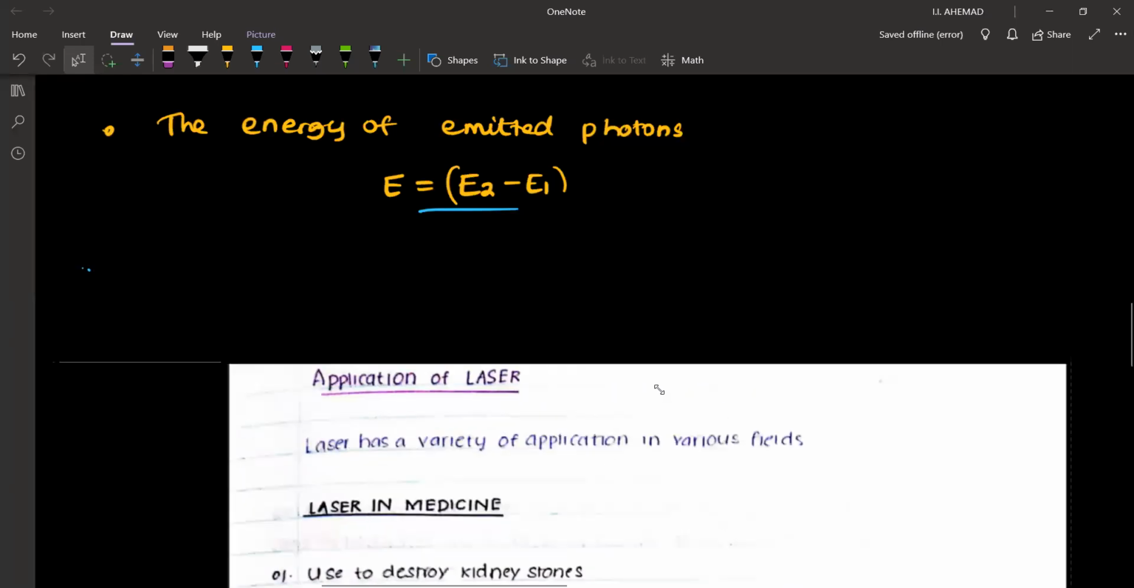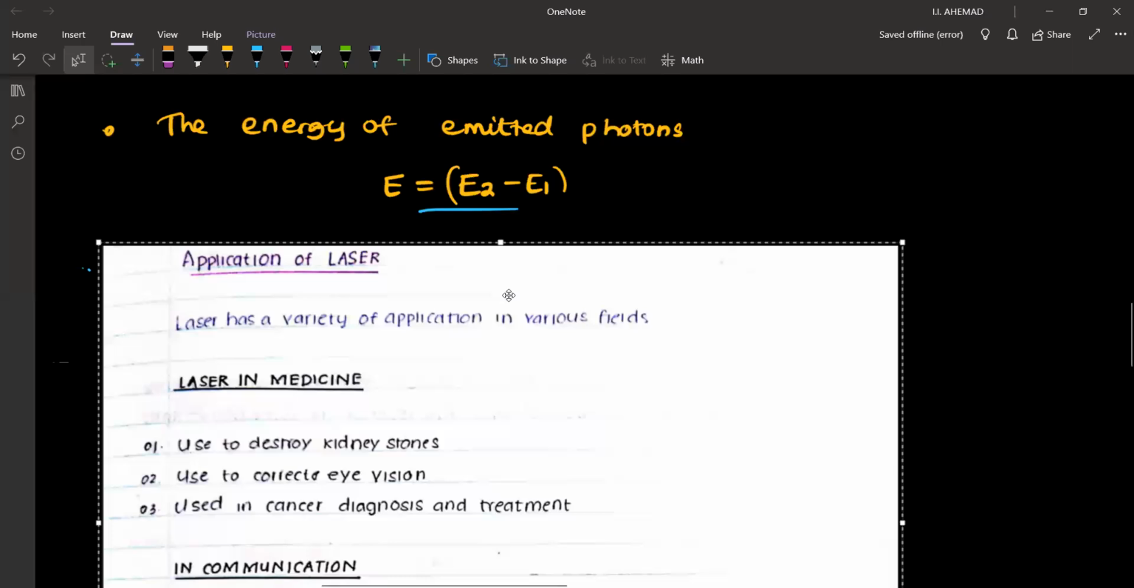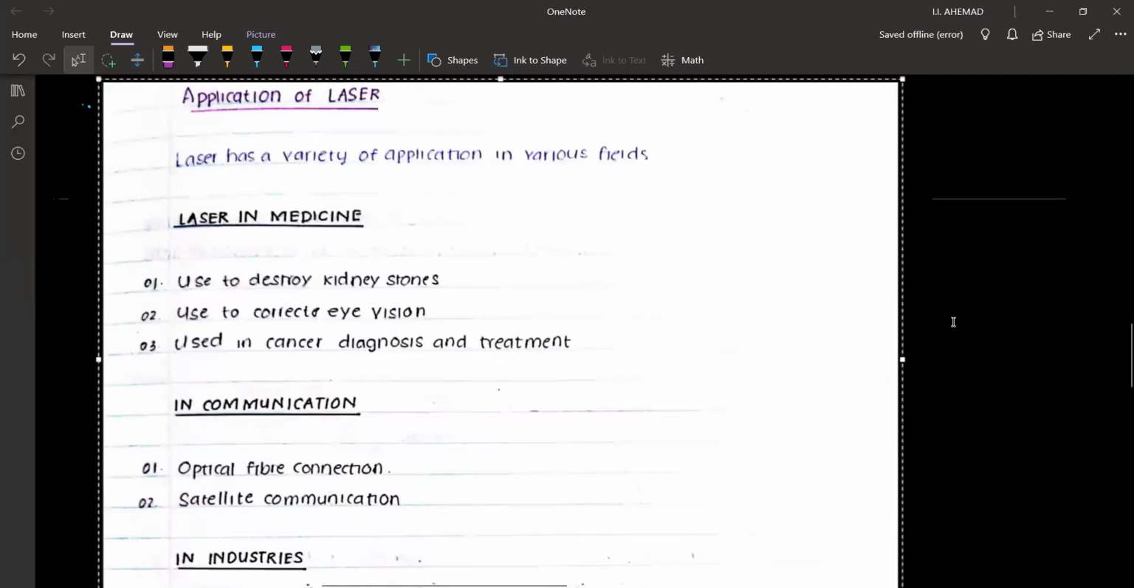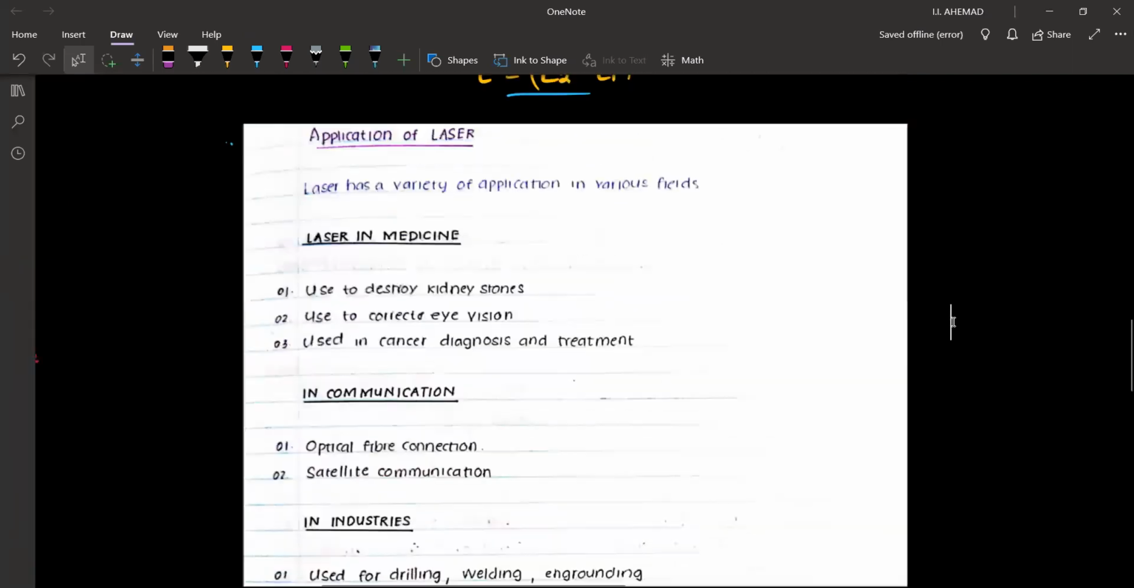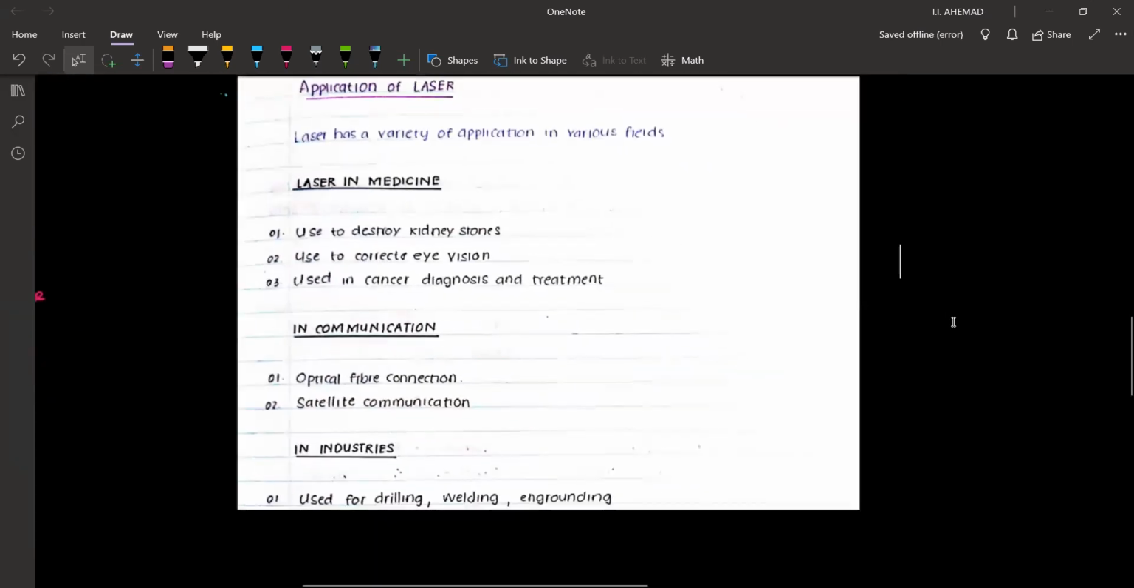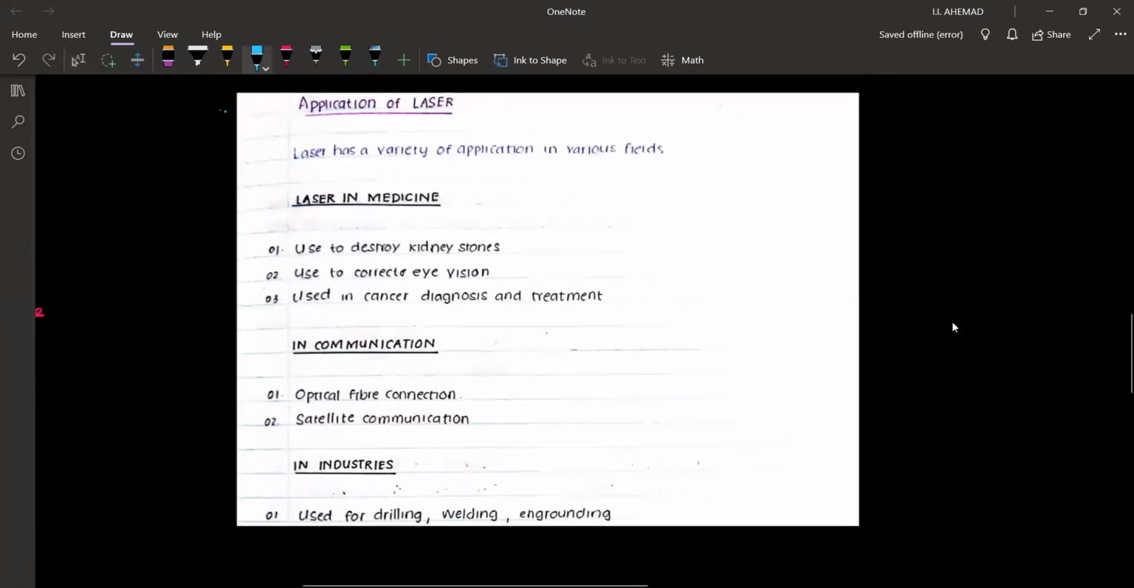Write down the applications of laser. We are using lasers in various fields. In medicine, we use them to destroy kidney stones, correct eye vision, and for cancer diagnosis and treatment. Okay, once you have noted, let me know.